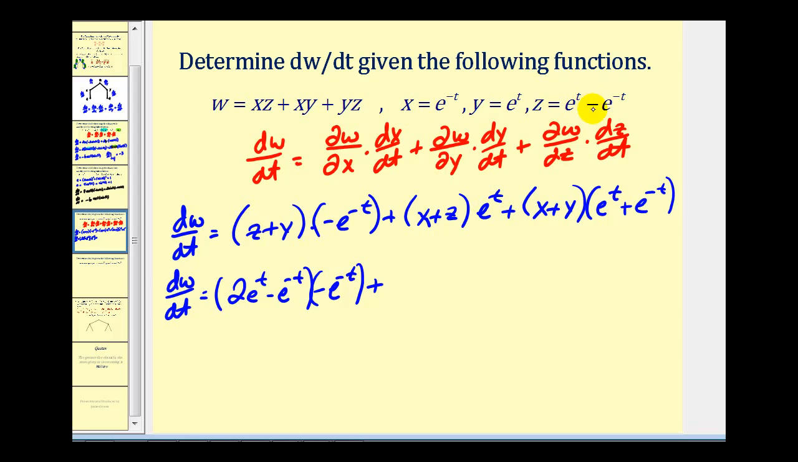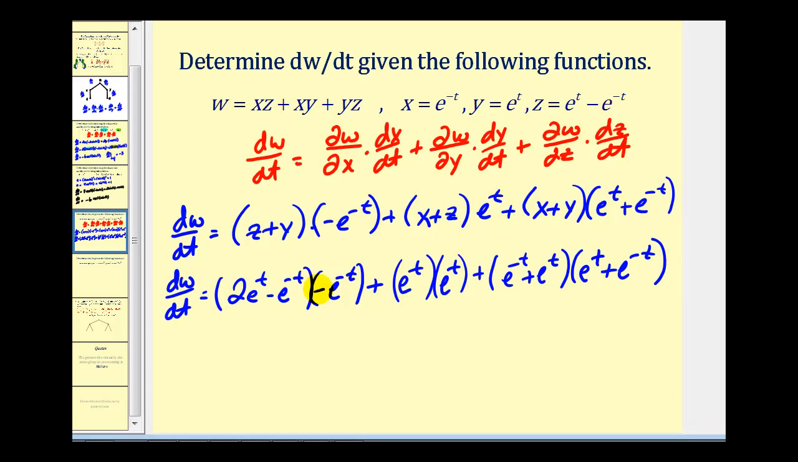Well, x plus z, we have two terms that are opposite, so we'll just have e to the t times e to the t. And then x plus y is going to be e to the negative t plus e to the t plus e to the t plus e to the negative t. Now let's go ahead and multiply this out and then simplify it.